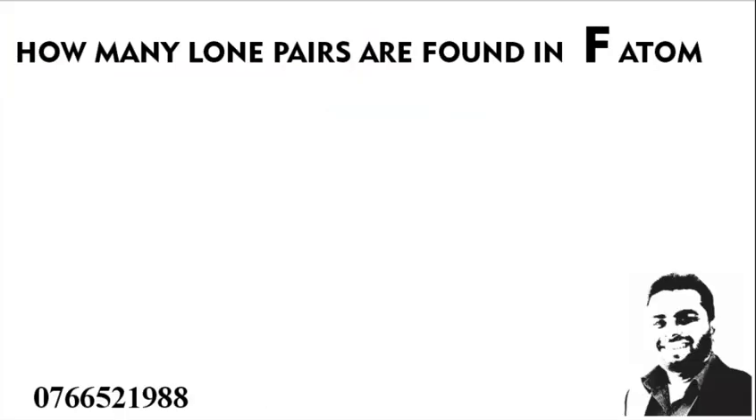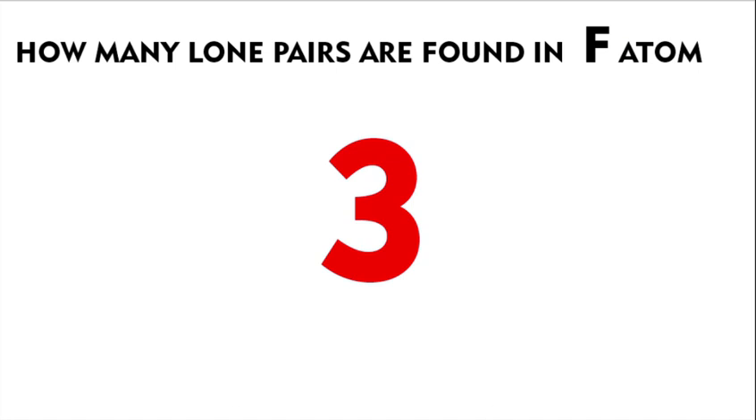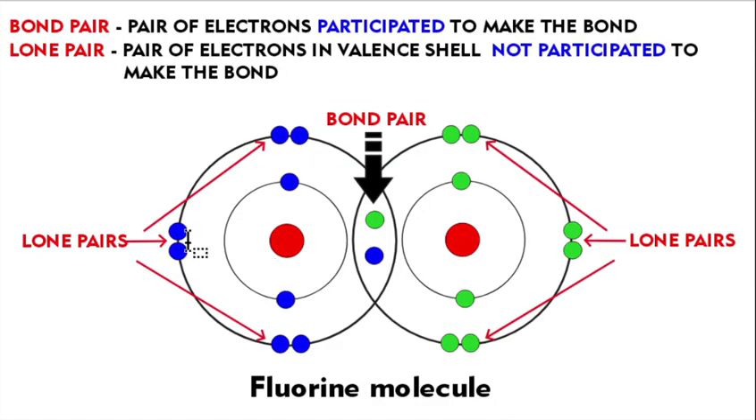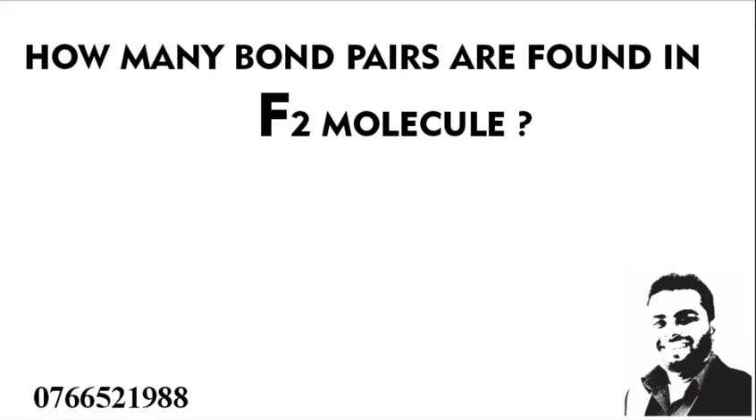Now, how many lone pairs are found in a fluorine atom? In one fluorine atom there are three lone pairs. Look, there are three in one fluorine. So in the F2 molecule there are 6. Right?